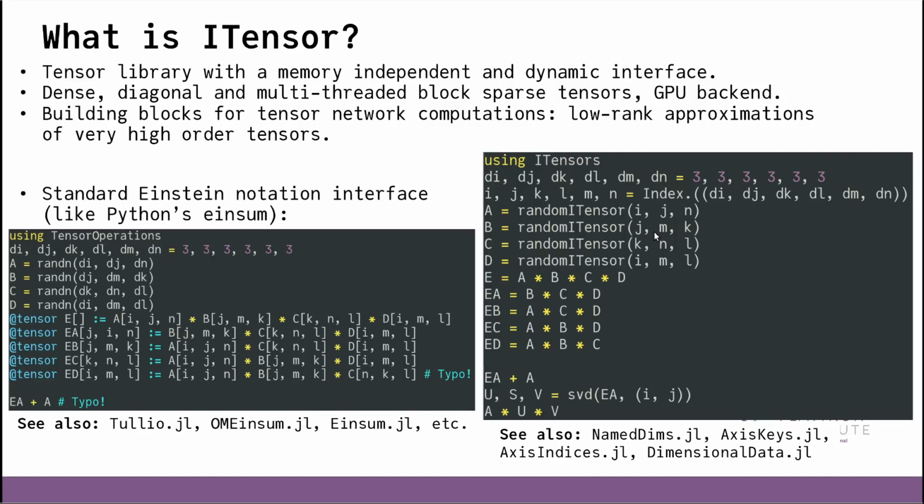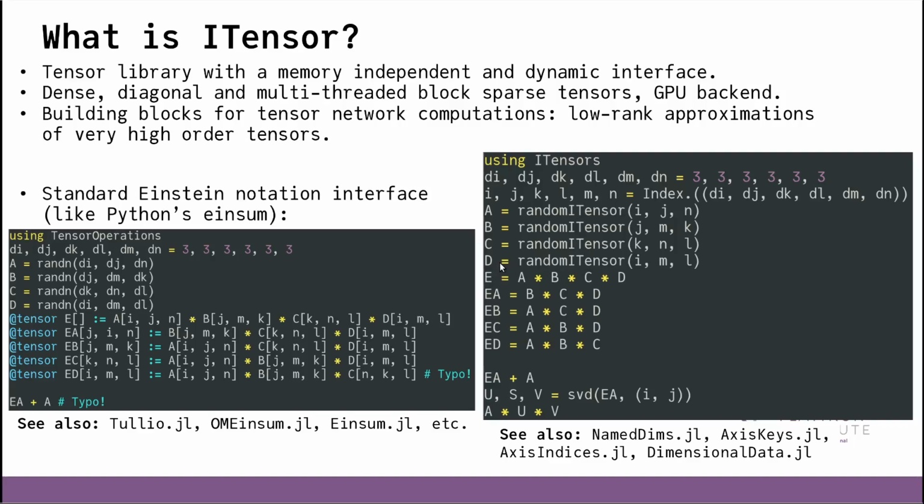The unique part of ITensor's interface is the memory-independent interface where the dimensions have certain labels. So in standard Einstein notation, such as in Python's einsum or Julia's tensor operations, in order to perform a tensor contraction, you have to specify the labels of the dimensions which will contract with each other, and common labels will contract. However, if you're performing computations where you use many of the same tensors over and over, you have to rewrite these labels over and over and over, and it's easy to make a mistake. So for example, we've made a typo in the last line here, and it can take some time to figure out where the typo is.